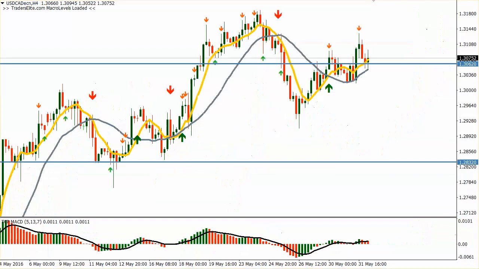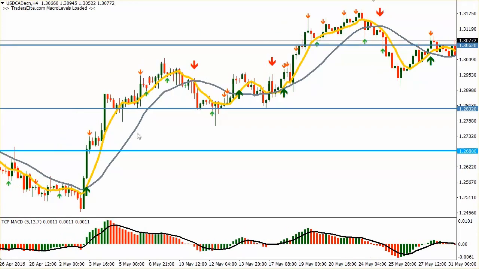Okay, let's take a look at the dollar CAD. That's always a popular one. We're on the 4-hour time frame here. Let's just scroll back a little bit.